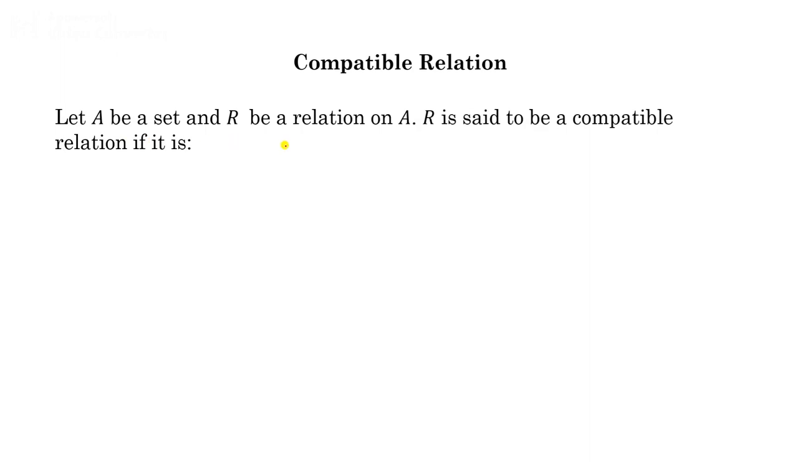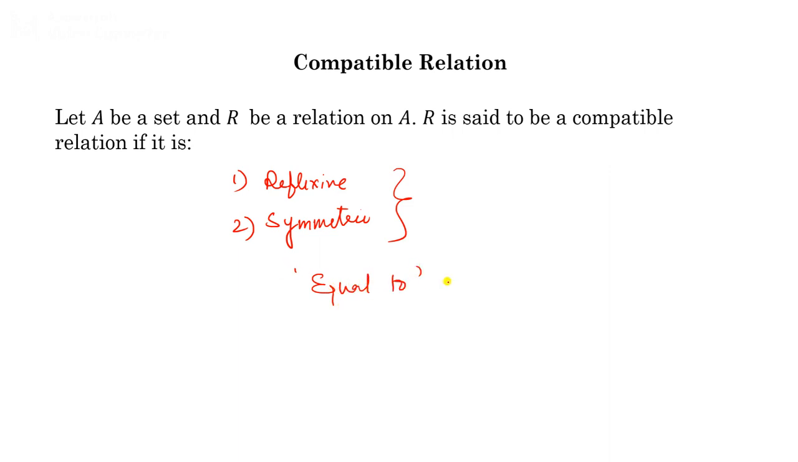Let A be a set and R be a relation on A. R is said to be a compatible relation if it is reflexive and symmetric. If these two conditions of reflexive and symmetric are satisfied, then we say the relation is compatible. For example, the relation of equal to defined on the set of integers is a compatible relation because it is reflexive as well as symmetric.